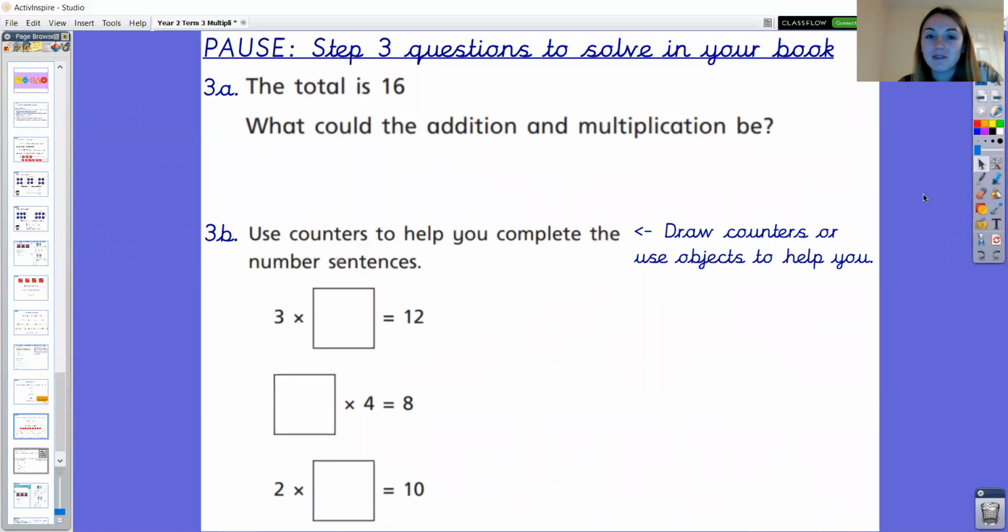Okay, so on your screen now, you will be able to see the step 3 questions. 3A says the total is 16. What could the addition and multiplication be? 3B says use counters to help you complete the number sentence. I've written a little note which suggests drawing counters like I did, or use objects at home to help you. So here are 3 different missing number multiplication sentences for you to solve. So please pause the video here and have fun completing step 3.